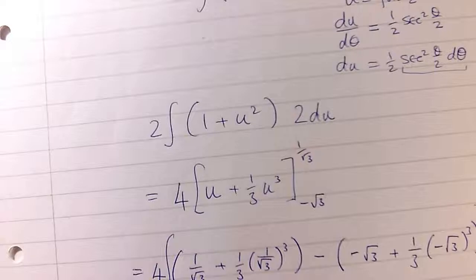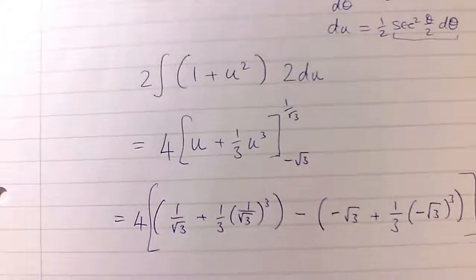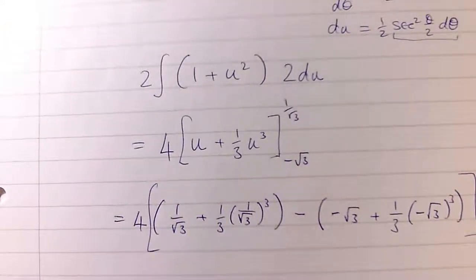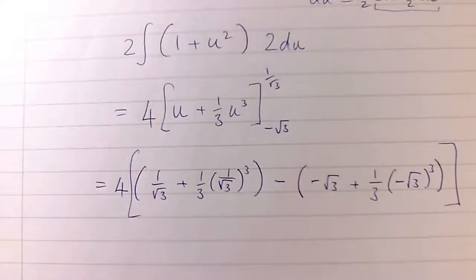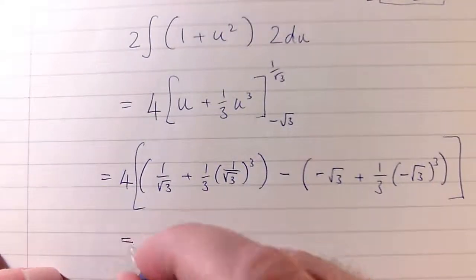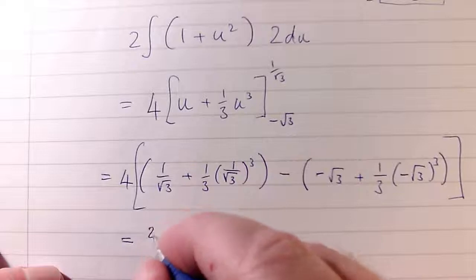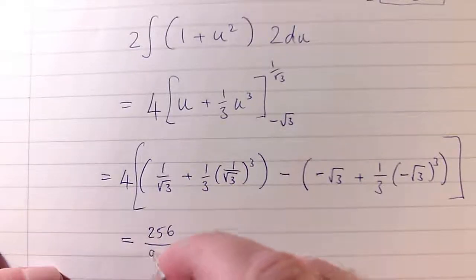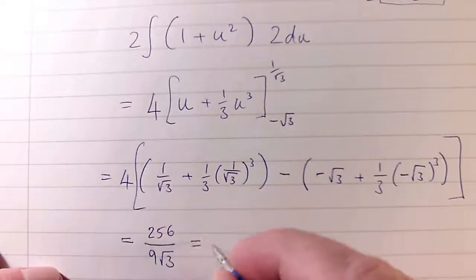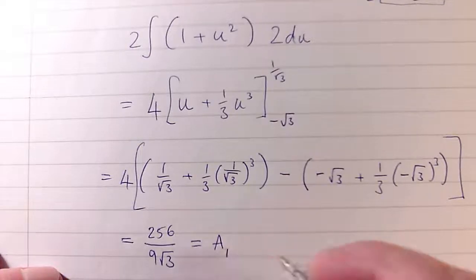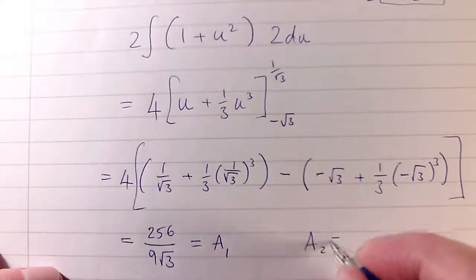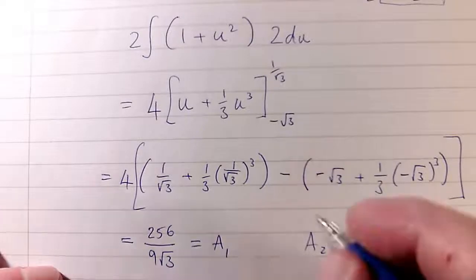Okay, and I need to pick all the bones out of that. I could just enter that in my calculator. And if you do, your calculator will give you the beautiful exact answer of 256 over 9 root 3. And that's our A1. Okay, and A2, which we had before, was 256 pi over 9.